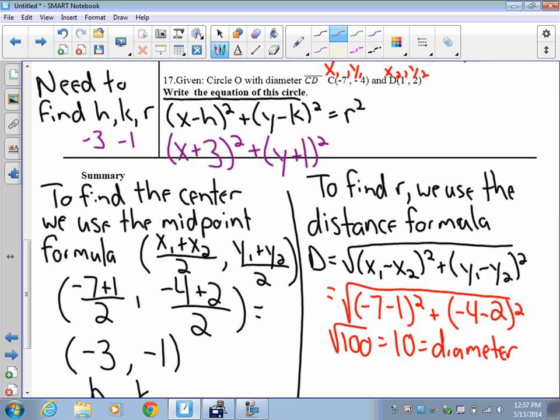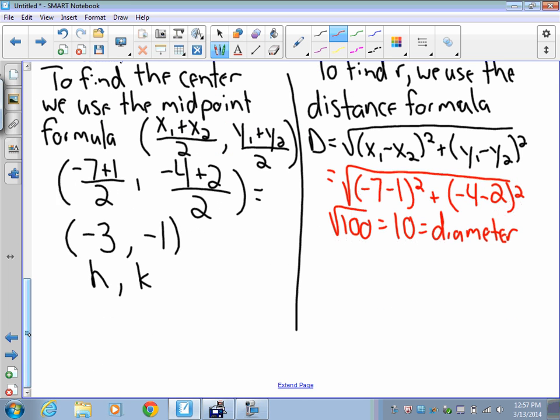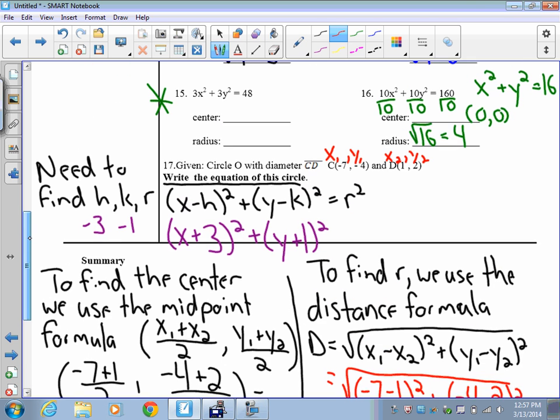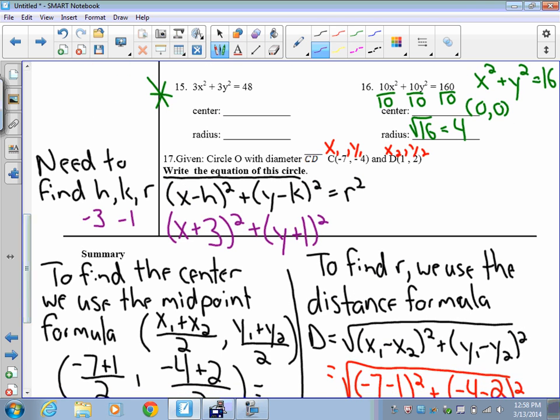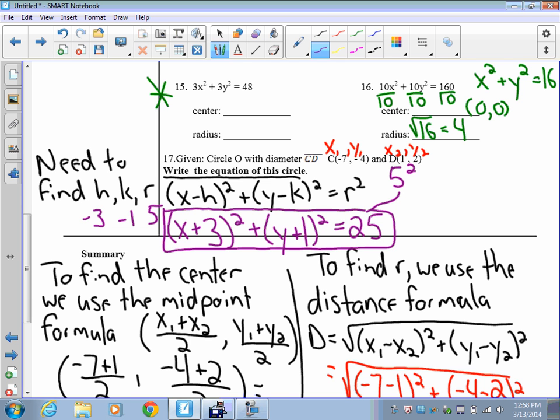We want to find the radius. So that means the radius is going to be equal to 10 over 2, which is just 5. So going back up here, we now have the radius of 5, and 5 squared is 25. So that came from 5 squared. So to answer our question, there it is. Might look like a lot of work, but all you really did was just use the midpoint and distance formula, and that's it.